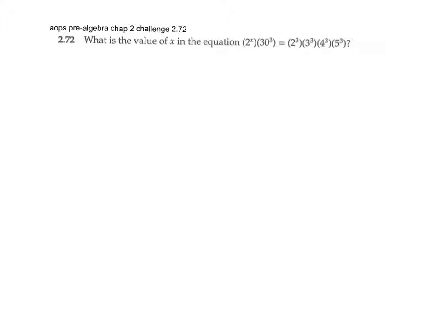So to do this one, we have to figure out what 30 cubed looks like. Well, how can you get to 30? It's made up of 2's and 3's and 5's. So 30 cubed equals (2 times 3 times 5) to the third power, which would be 2 cubed, 3 cubed, 5 cubed.